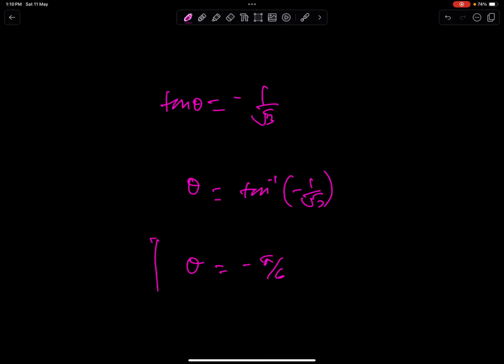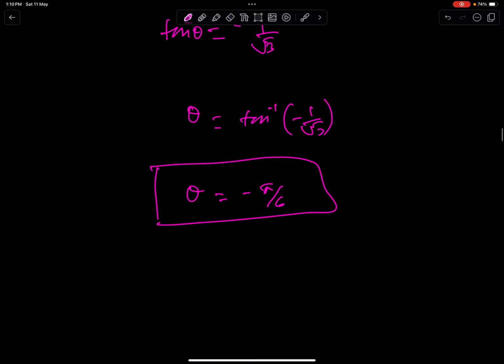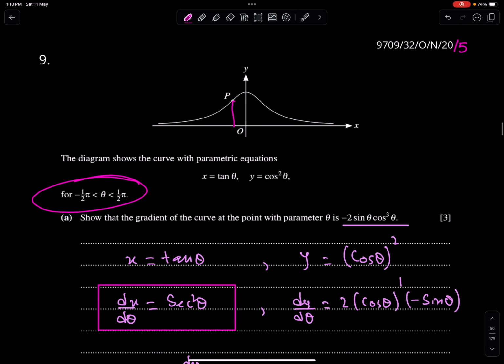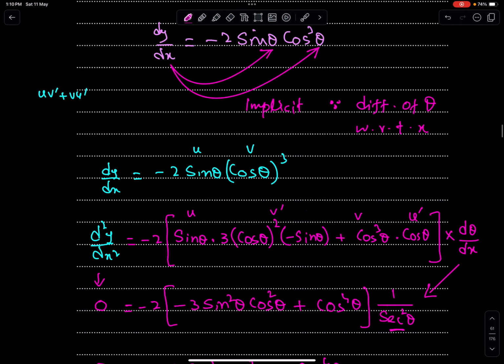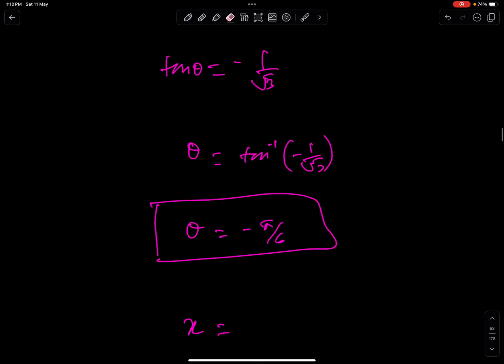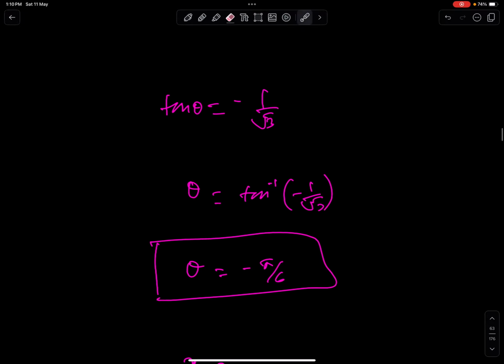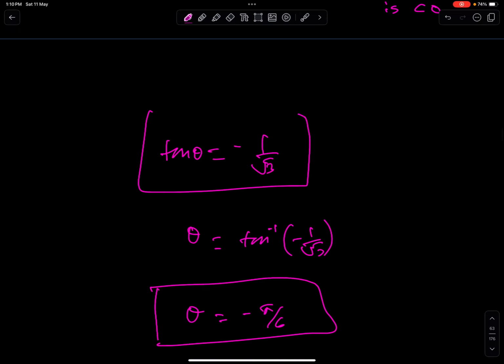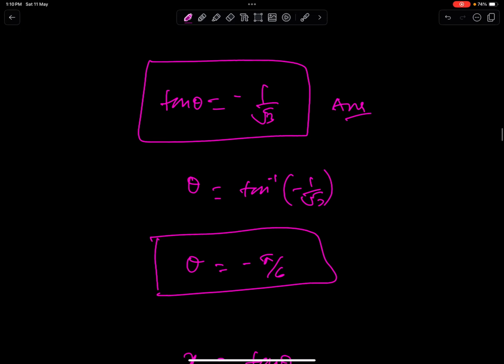And that's the answer. Oh, and we need the x coordinate, sorry. For the x coordinate, we need to put this minus pi by 6 into the equation of x. And the equation of x is x equal to tan theta. So x is equal to tan of minus pi by 6, which is minus 1 upon root 3. Either write this or this.